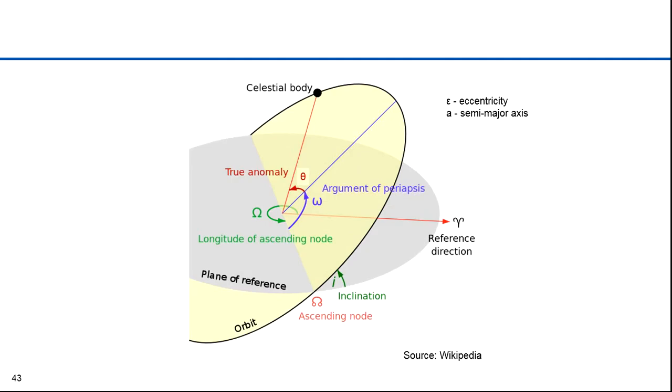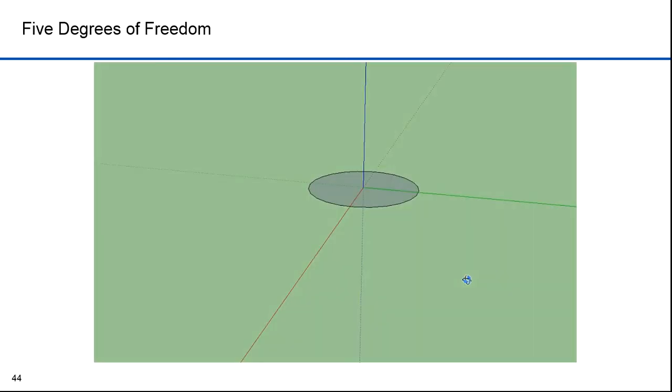Something in motion around a central body in 3 dimensions has 6 degrees of freedom. They're shown here. I'll go through this in detail and then we'll come back to this diagram. First, let me show you why there's 6 degrees of freedom. The first is the semi-major axis, or in this case, the radius of the circle.